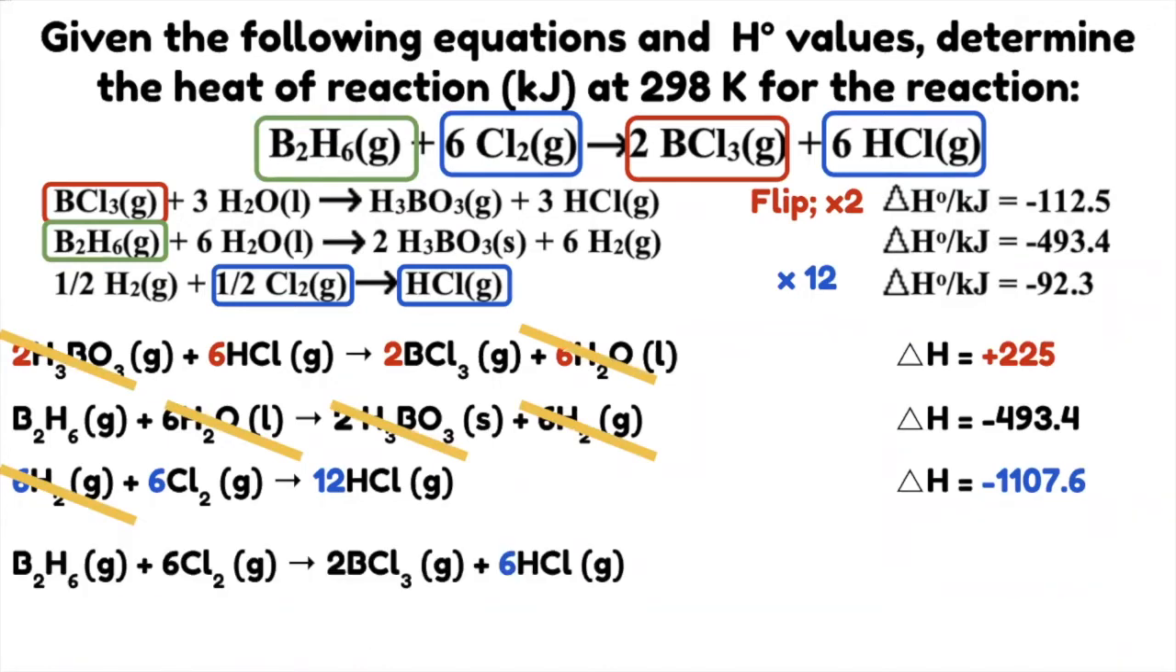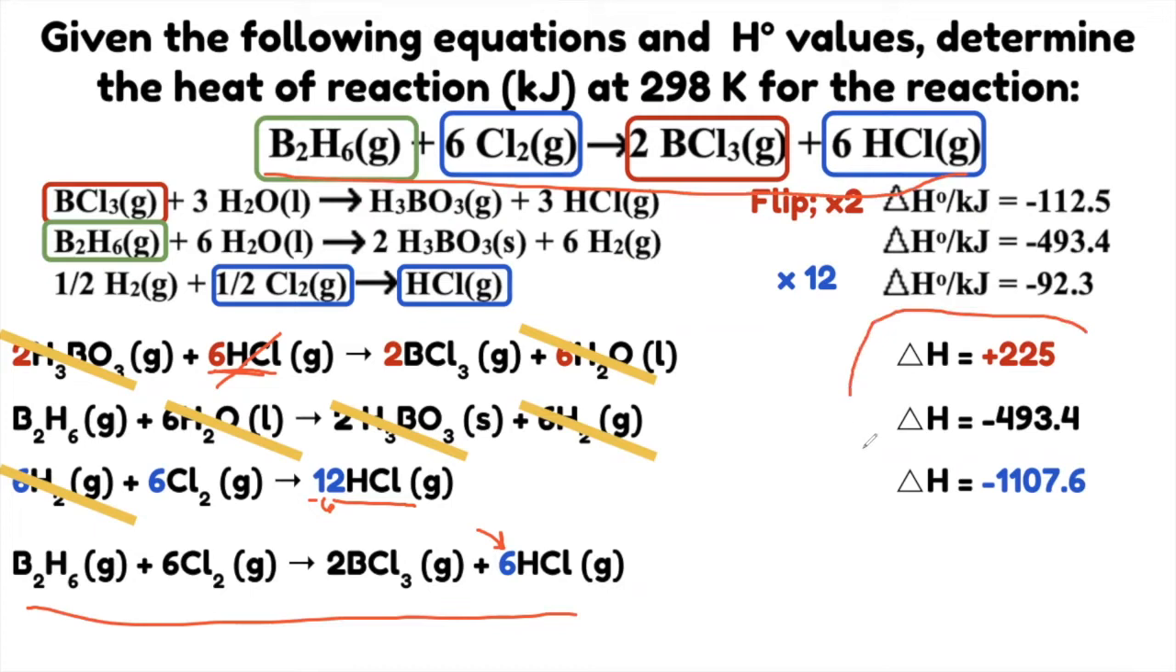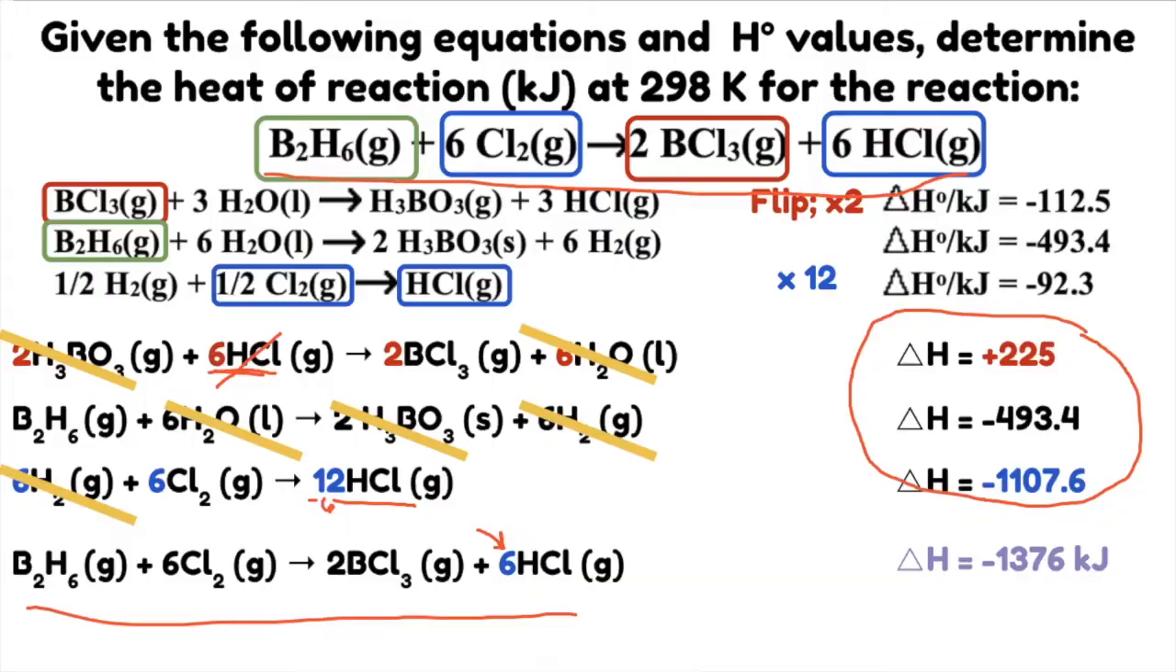I'll have B2H6 plus Cl2. I also have 2BCl3. Now for HCl, this is 6 and this is 12. So this will get cancelled out and 12 minus 6, you will get 6HCl. Now compare this to your main equation. It's the same. Now you have to add everything here. This will give you negative 1,376 kilojoules. So this is the heat of the reaction. It's kind of overwhelming. Let's have another one.